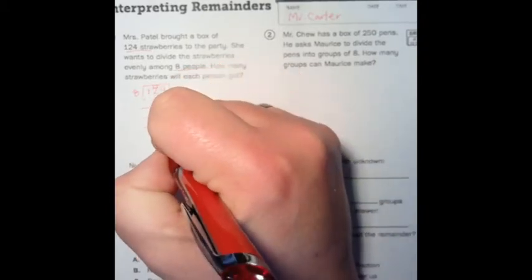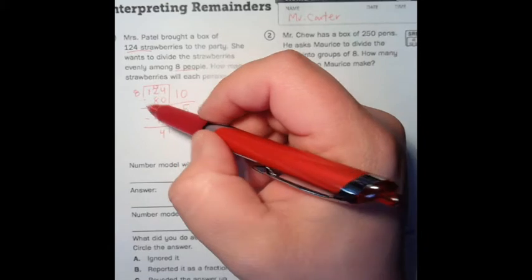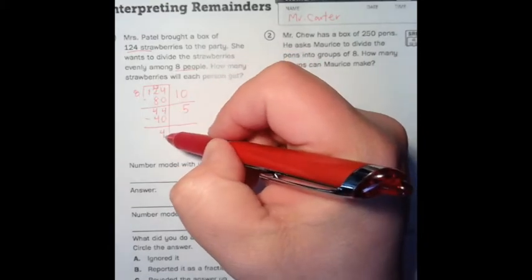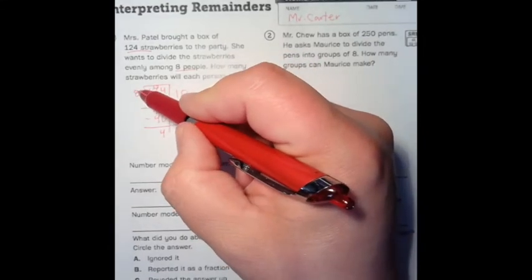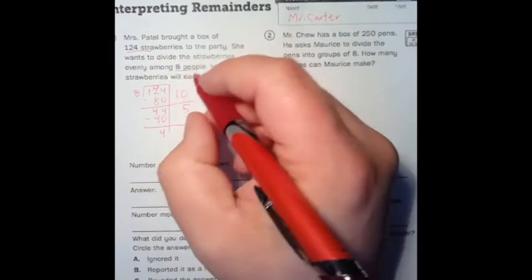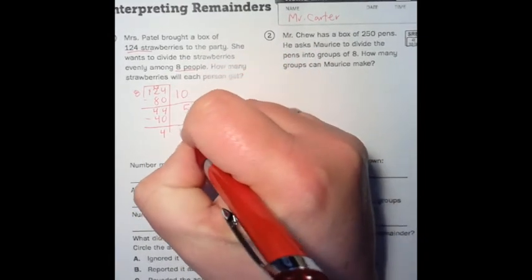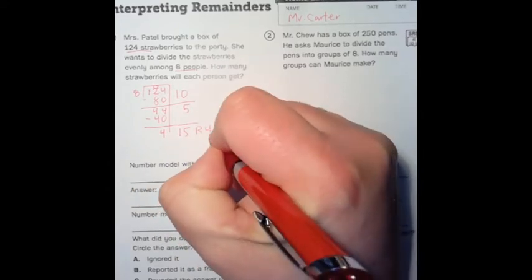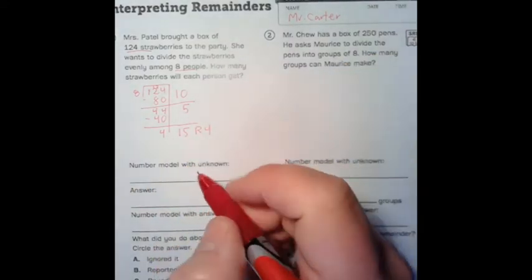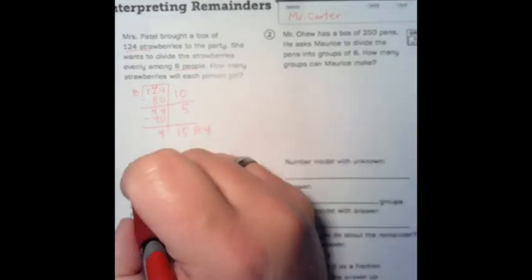And that will give me a remainder of 4 because I can't divide anymore with only 4 left, because we need to divide it into 8. I'm going to add up my side numbers over here, and I got 10 plus 5 is a total of 15 with a remainder of 4. So our number model here with our unknown is this.